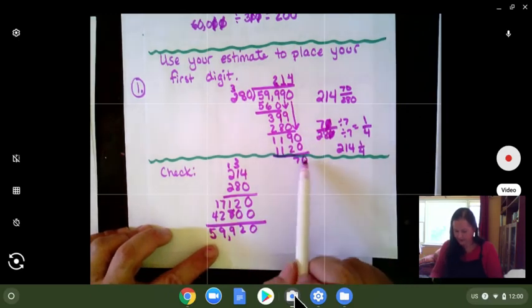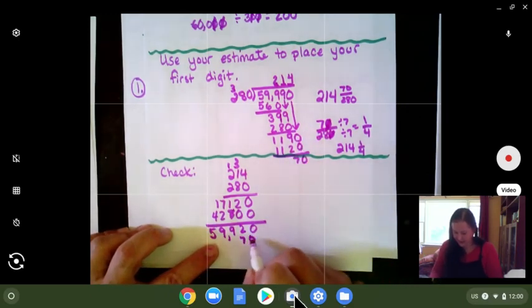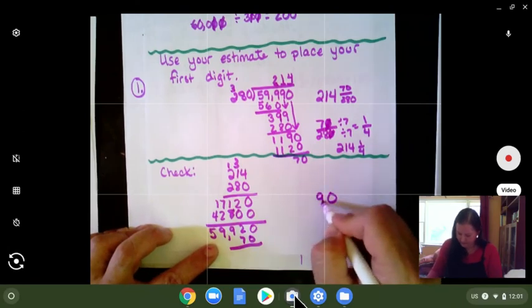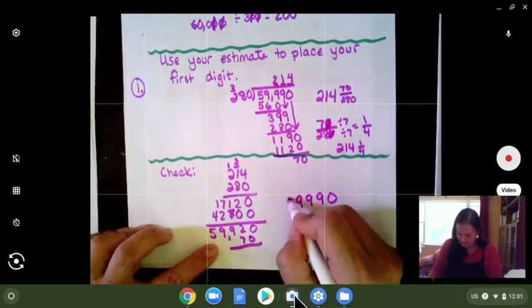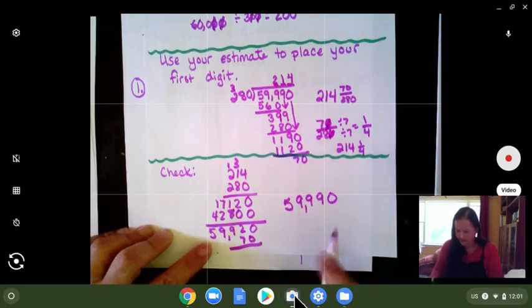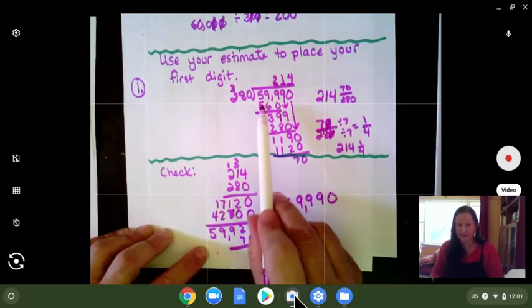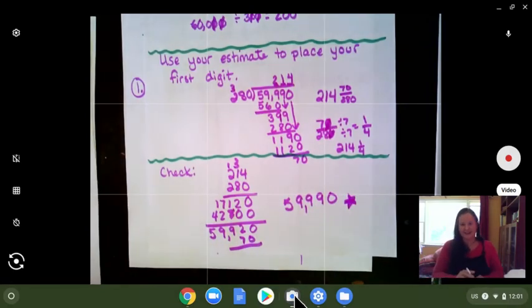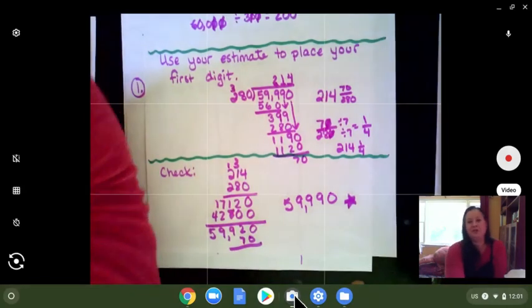Now, I'm not done yet because I still have that remainder of 70 I need to add in. Let's see what we come up with. Yay, so our answer is the same as our dividend, and you can give yourself a star if you have that correct. Okay, I know that's a lot, but do your very best.